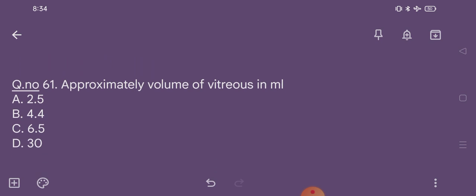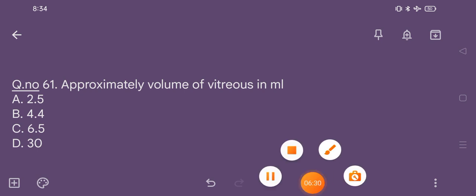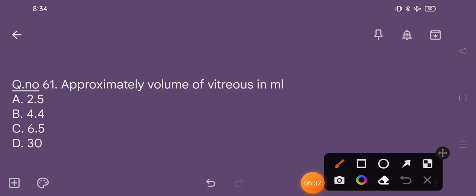Now question number 61. Approximate volume of vitreous in ml. Option A 2.5, option B 4.4, option C 6.5 and option D 30. So the correct option is 4.4, option B.